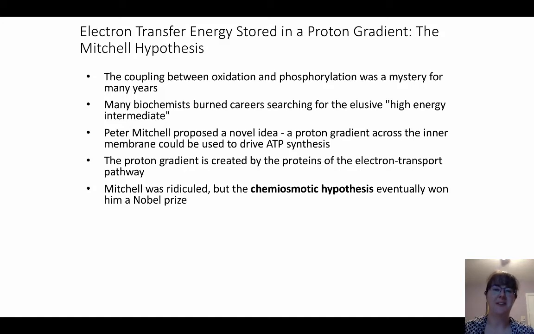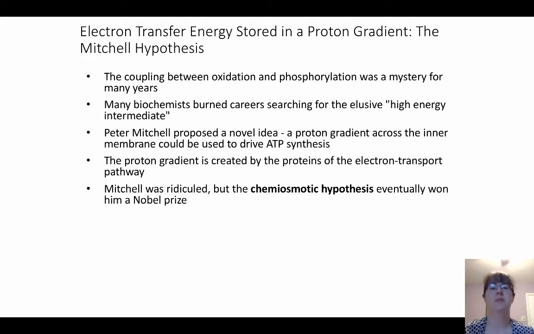We're finally on to oxidative phosphorylation. Now, for a long time, the exact mechanism of this was unknown. They knew in the electron transport chain that there were a lot of different reactions taking place with NADH, but they didn't really know what was happening.